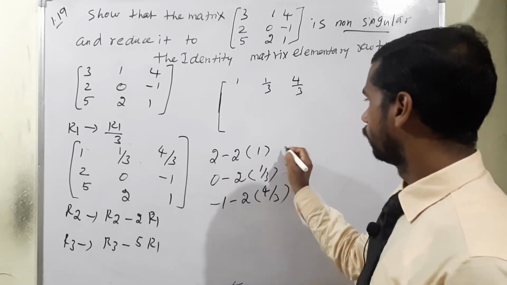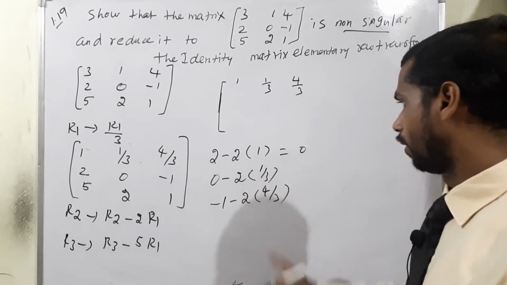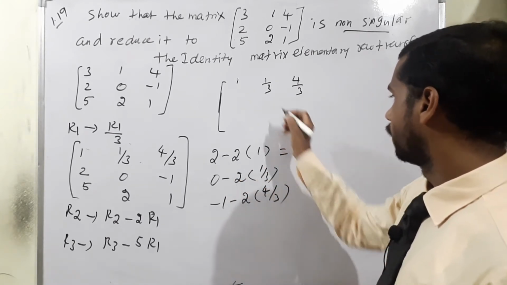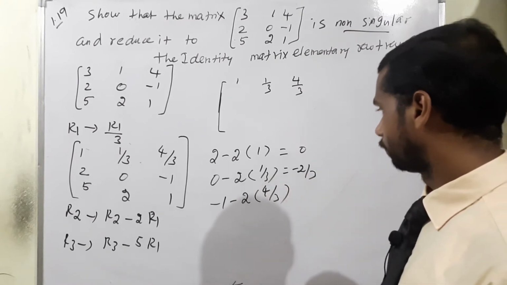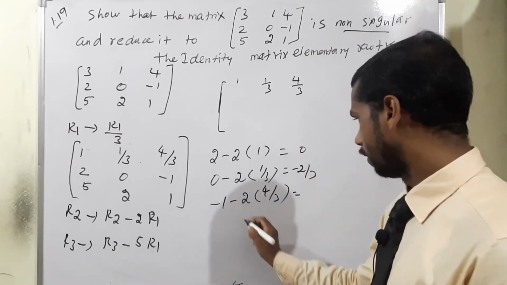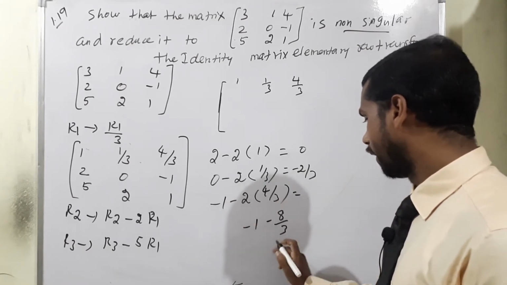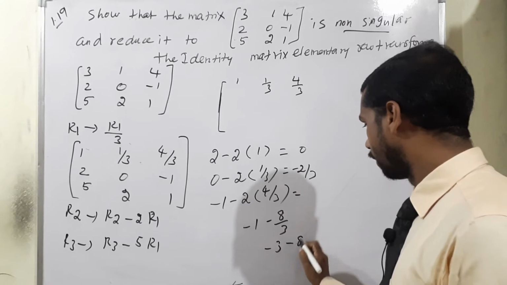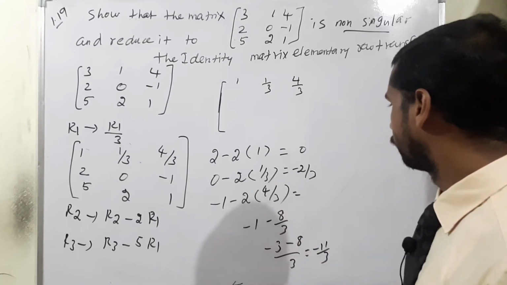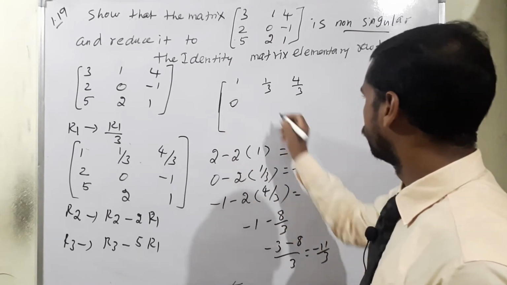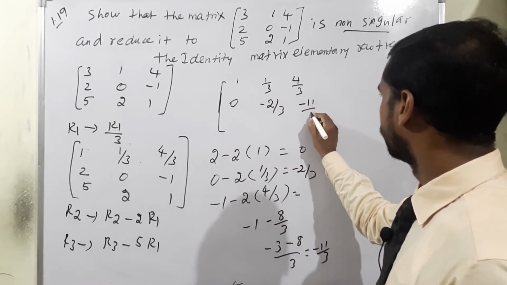So now 2 into 1, true, 2 minus 2 is equal to, value will be 0. Next one, minus 2 into 1 by 3, directly we can write minus 2 by 3. So next one, minus 1, 2 into 4, minus 8 by 3. So minus 1 into 3, minus 3, then minus 8 by 3. Therefore we can write now minus 11 by 3. Therefore first one 0, second term minus 2 by 3, next one minus 11 by 3.